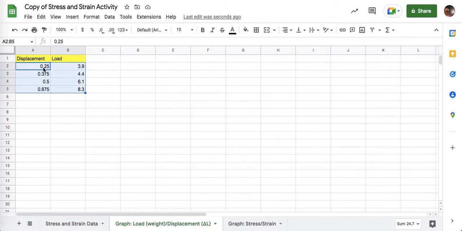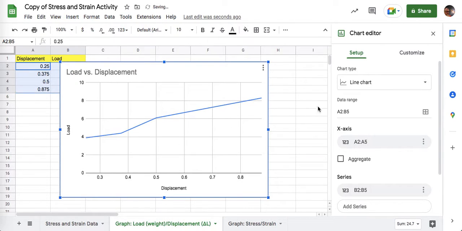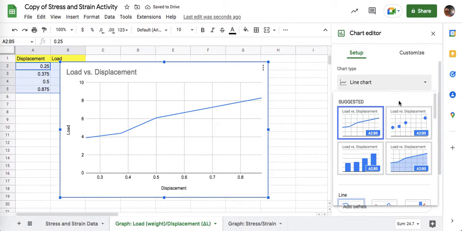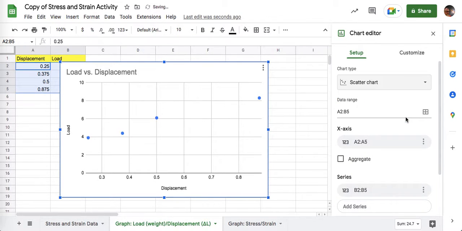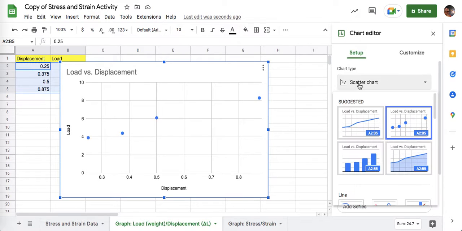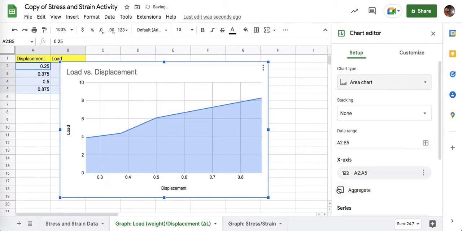Right, so once you've chosen those data and put them in numerical order, you choose them and you go to Insert, Chart. And it may take a second, but there it is. Let's go to Scatter. So not quite a straight line. I might go to area chart. I like the looks of that.